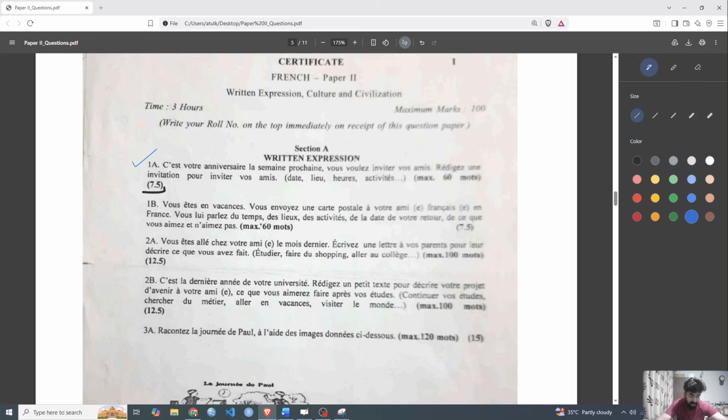So it says you have to send a poster to your friend in France, who is basically French. Okay, and you have to talk about the time, the place, the activities, and the date of your return, and you have to actually talk about those in the past. Okay, the negative sentence. So when you are actually coming back.